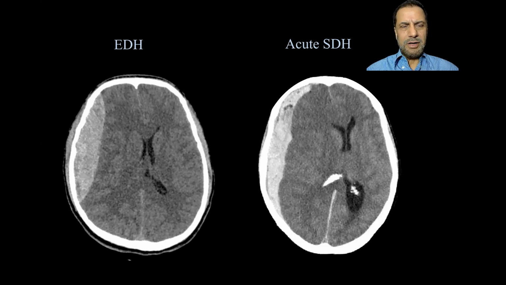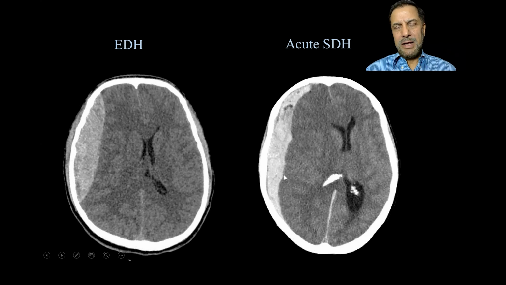Now, another common thing that you see is a biconvex sort of picture. This is an epidural hematoma, so the hematoma is outside the dura mater, and the dura is being peeled away from the inner aspect of the skull. So you see it like this, a biconvex sort of thing, and these are very good for surgery.